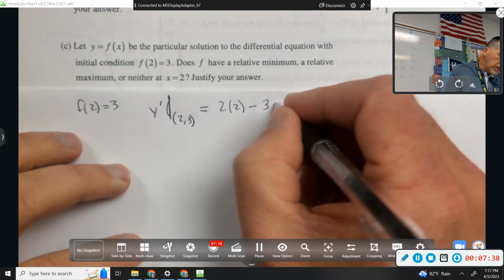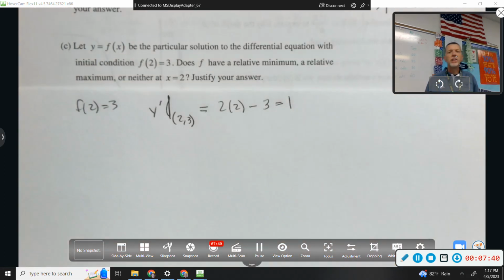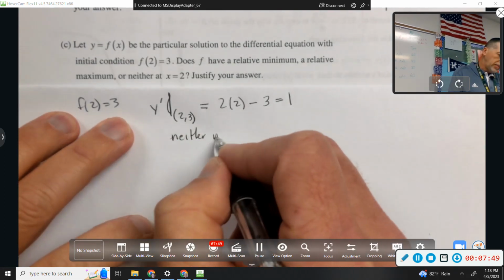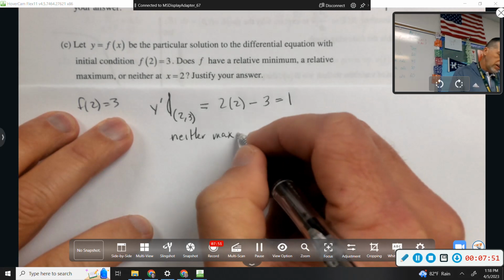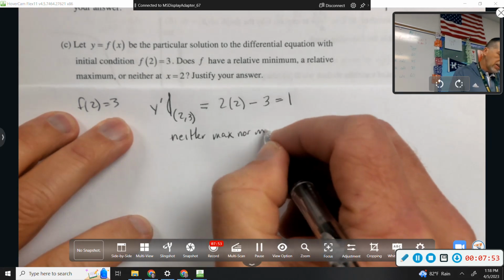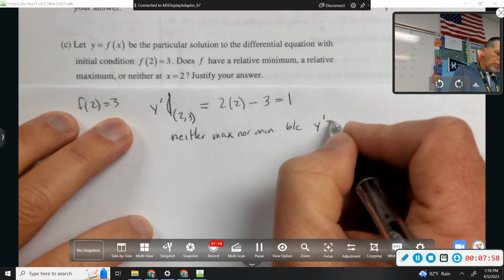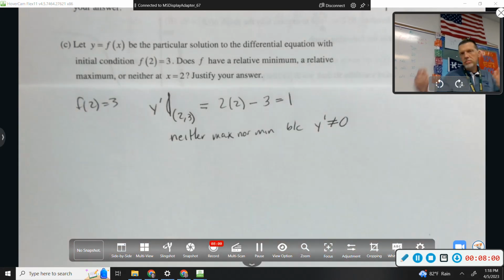I thought it would be a relative min or a relative max. Instead it's just 1, so neither. No horizontal tangent line. It's neither max nor min because y prime doesn't equal 0. It's not a horizontal tangent line. Either one of those, they mean the same thing.